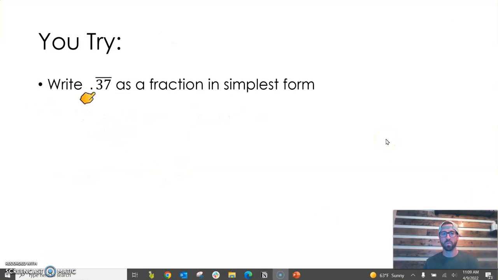What if it was one of these that said 0.37373737? I want you to pause it, maybe try this one on your own, and then whenever you're ready, hit play and see what happens. But I'm going to go ahead and get started.